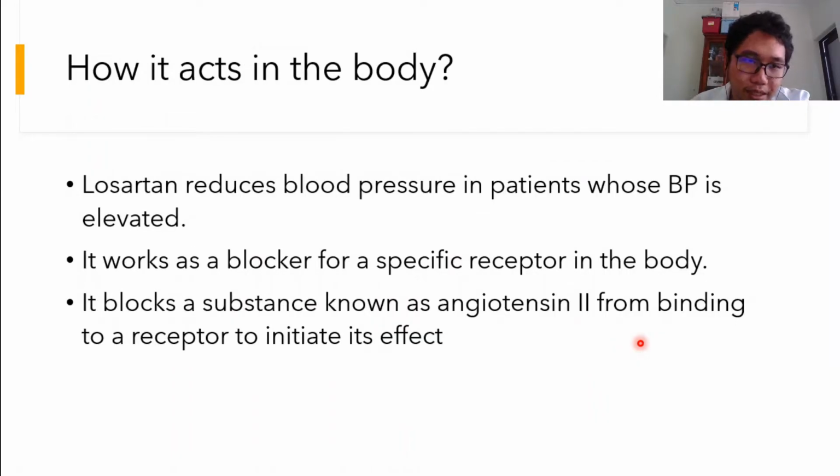How it acts in the body. Now, how does losartan act in the body? So, losartan, as said before, reduces blood pressure in patients whose BP is elevated. So it works as a blocker for a specific receptor in the body. It blocks a substance known as angiotensin 2 from binding to a receptor and initiating its effect. So it blocks angiotensin 2, and I will explain what angiotensin 2 is in a further slide.